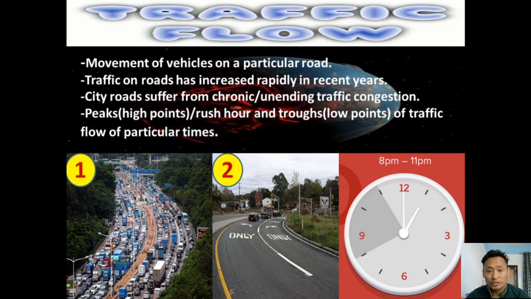In other words, there is an unprecedented or unparalleled increase in the number of vehicles on the road, but not in the number of roads in the world. There is a huge increase in the number of vehicles on the road, and less development of roadways in the world. Because of that, it leads to traffic problems. These problems are mostly faced in towns and cities of the world. So city roads suffer from chronic or unending traffic congestion.